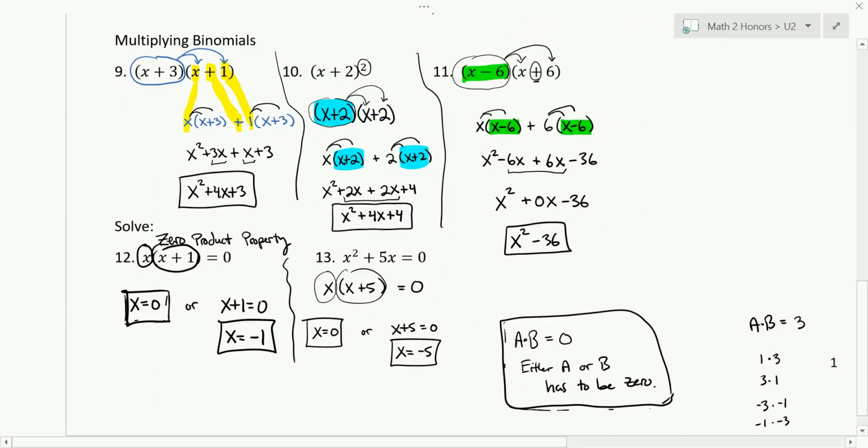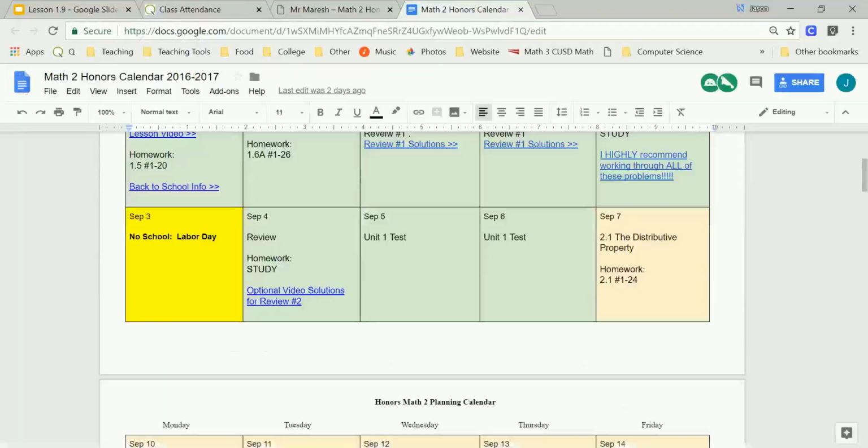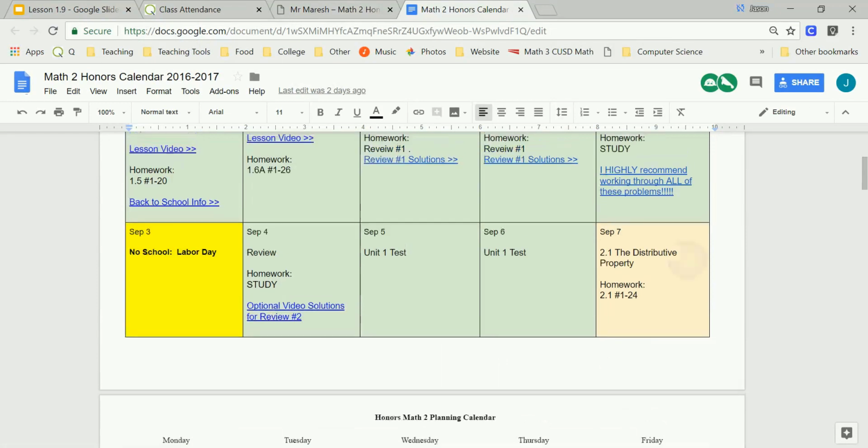Your homework is like this. Let me show it to you again. It's the next page, 1 through 24, 2.1. And I'm going to give you the rest of the time to get started on that.